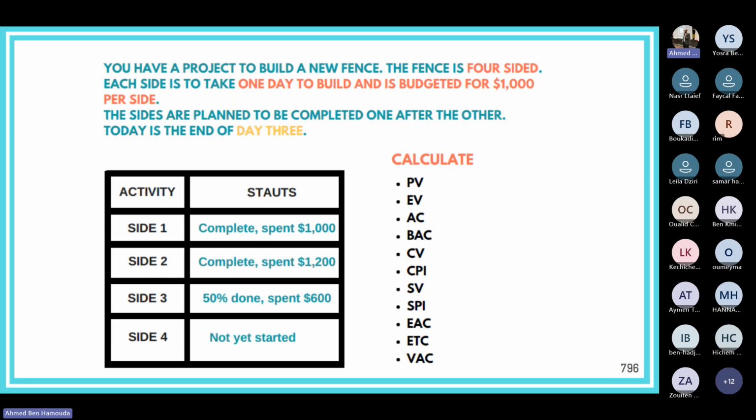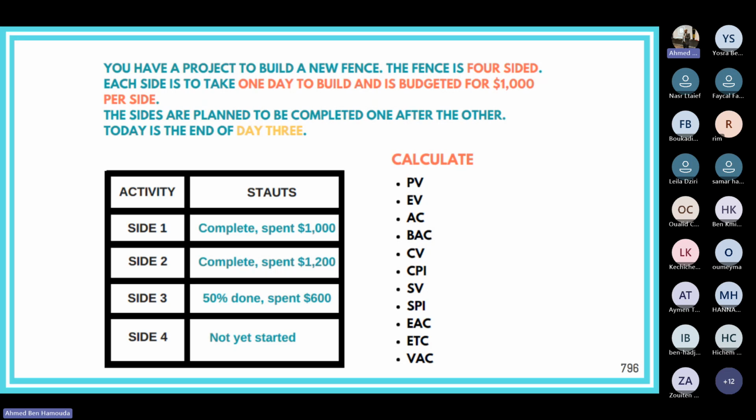Now let's imagine you have a house and you have a project to build a new fence for the house. Now the fence is four-sided. It's got four sides, okay? Each side is to take 1 day to build and is budgeted for $1,000 per side. Now the sides are planned to be completed one after the other. And today is the end of day 3. So we're actually measuring the performance at the end of this day 3.